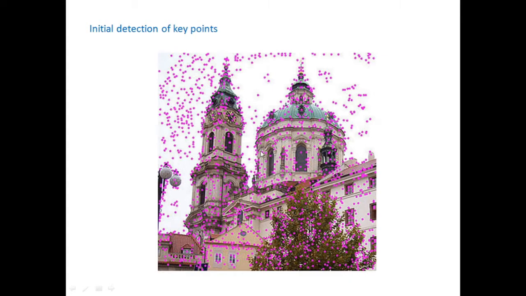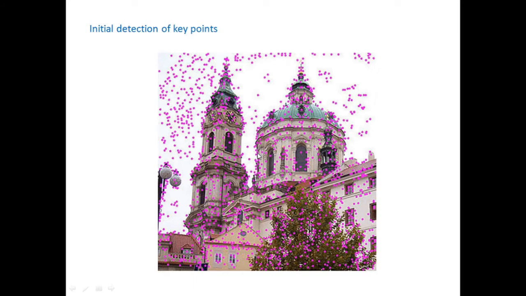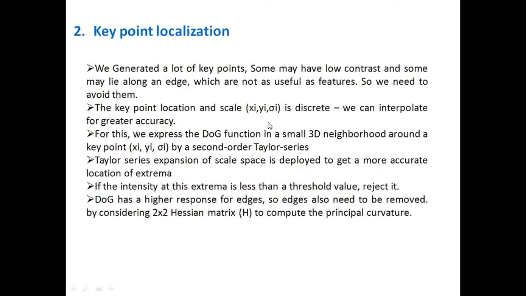Okay, but I feel there are an enormous number of key points, right? So how to overcome this enormous number of key points? We have to filter it out, right? As we have generated a lot of key points, some may have low contrast and some may lie on edges, because many key points are lying here on edges, right? Which is not so useful for me, not so useful as features or feature points. So I need to filter it out.